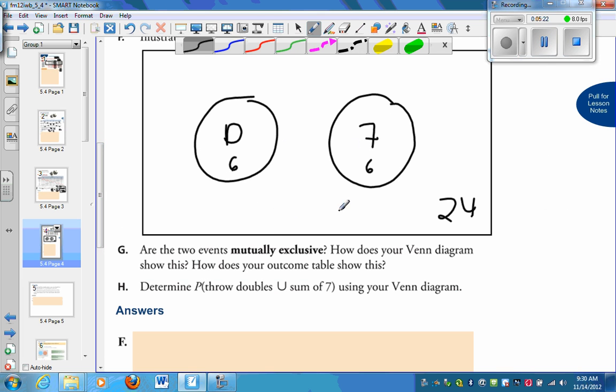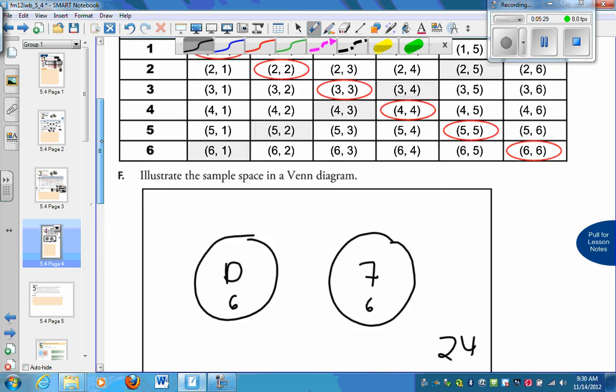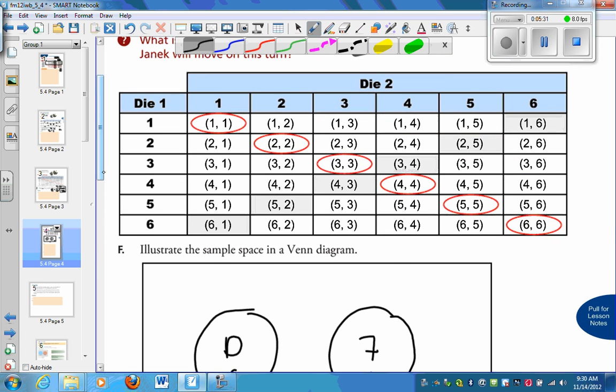Are these events mutually exclusive? Totally. Look at that. How does your Venn diagram show this? There's nothing in common. How does your outcome table show this? There's nothing that's both circled and shaded in.